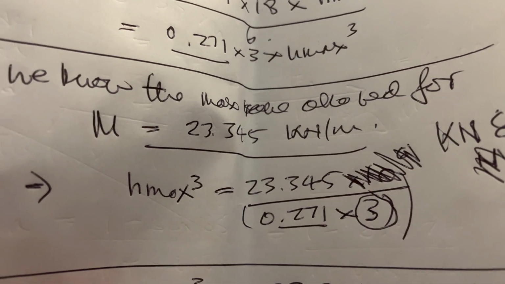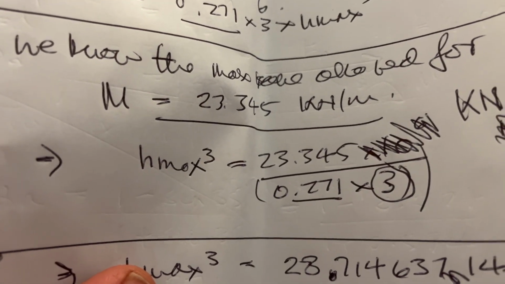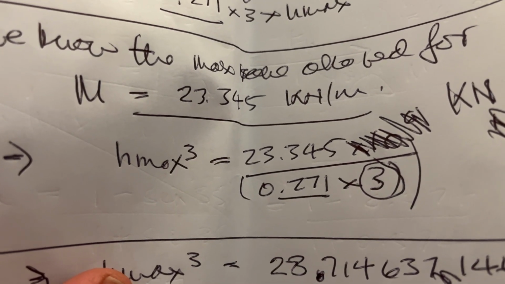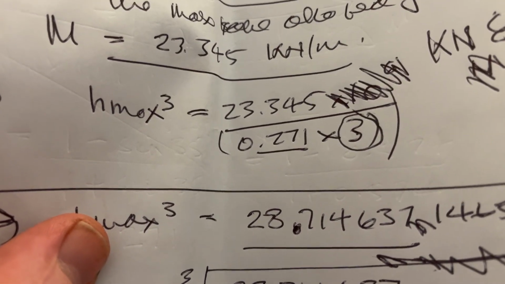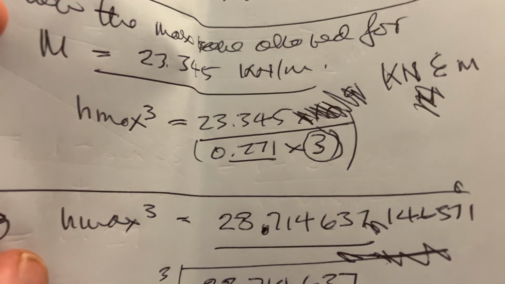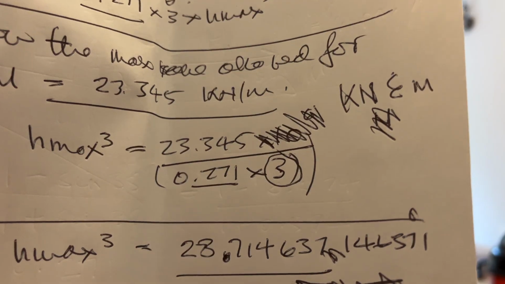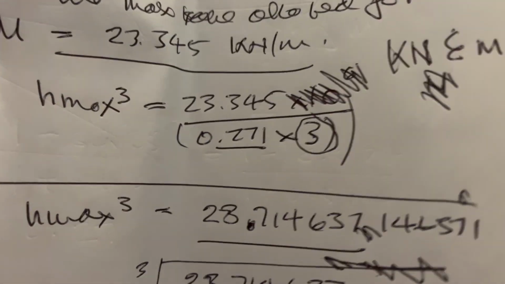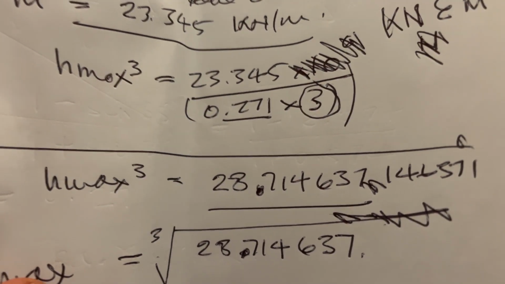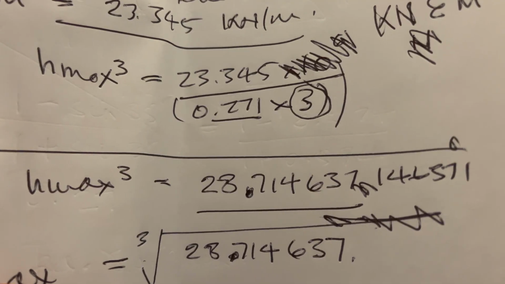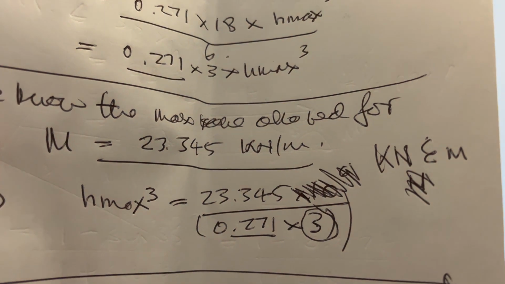We know that for the properties of the wall that we have, the maximum allowable moment is 23.345 kilonewton meters per meter. So H max to the power of 3 equals 23.345 divided by 3 divided by 0.271. I'm going to keep those units in kilonewtons and meters. So H max to the power of 3 is 23.345 kilonewton meters per meter run divided by 0.271 times 3.